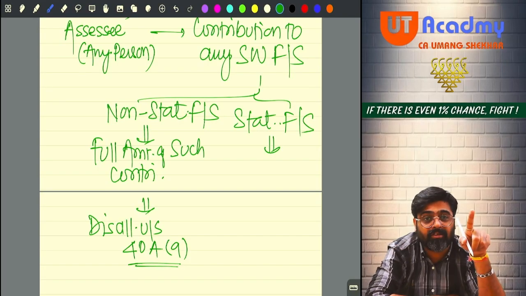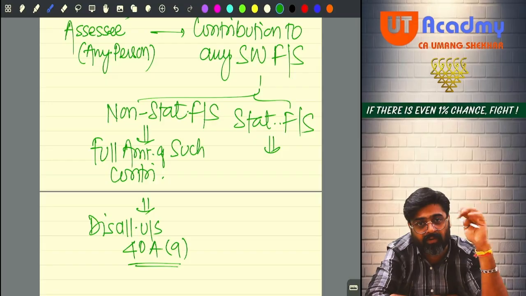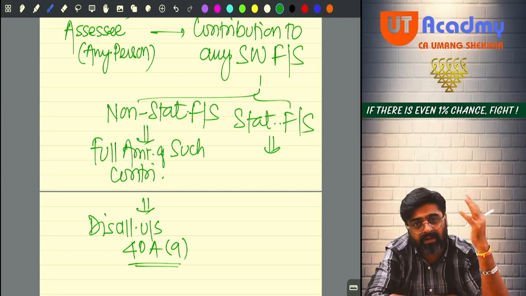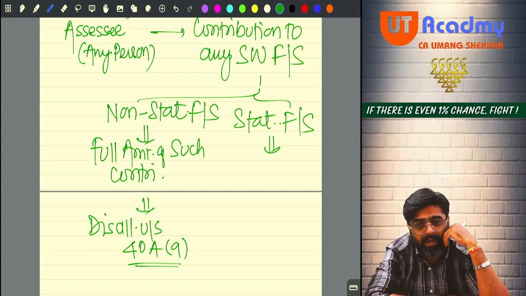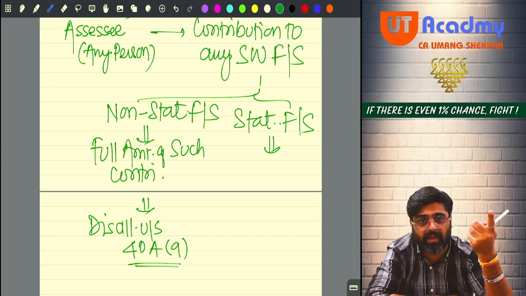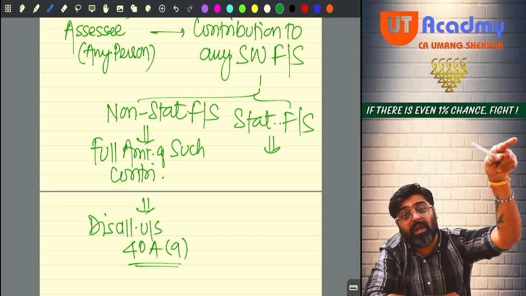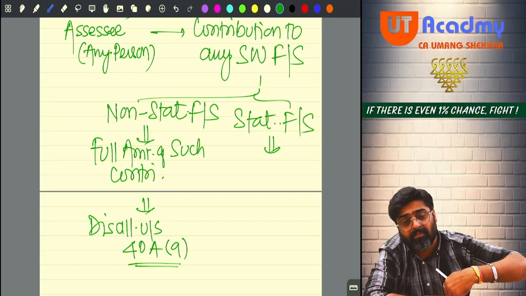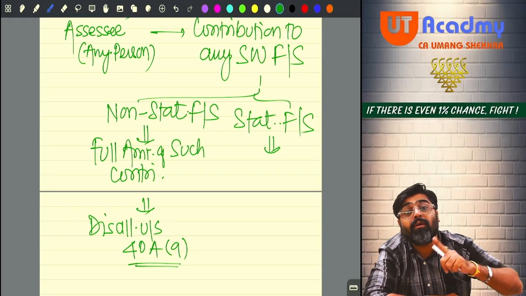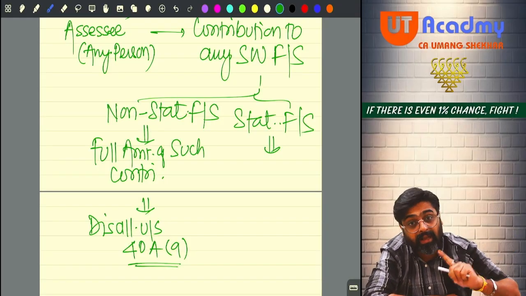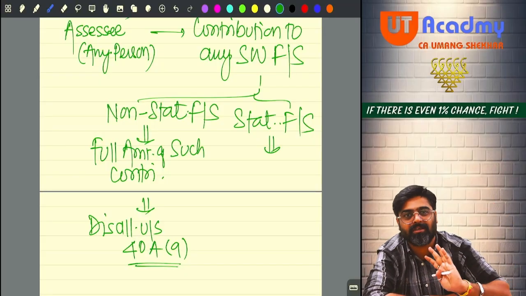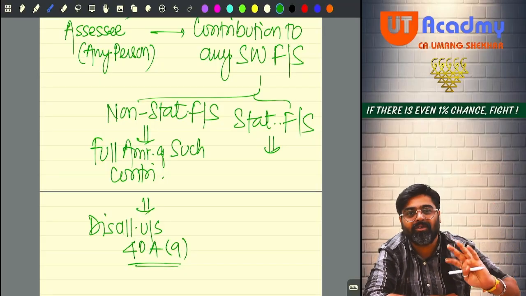But any excess amount, NPS is a statutory fund of the central government. Any excess amount you contribute over there, was it statutorily required for you to contribute? No. Then why are you contributing that excess? That excess also we will disallow under this section, even if it is in the statutory fund.